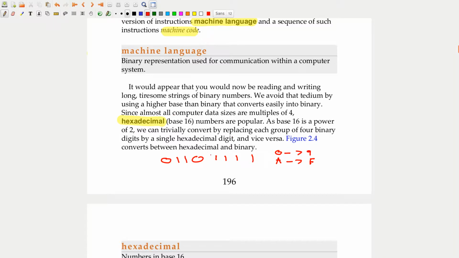Here we can just break them up, and what we find is that this number by itself is 15, sorry, not 16. So this is going to be F. And then this number is going to be 0 plus 2 plus 4, so this is 6. So in hexadecimal, this would be 0x6F.